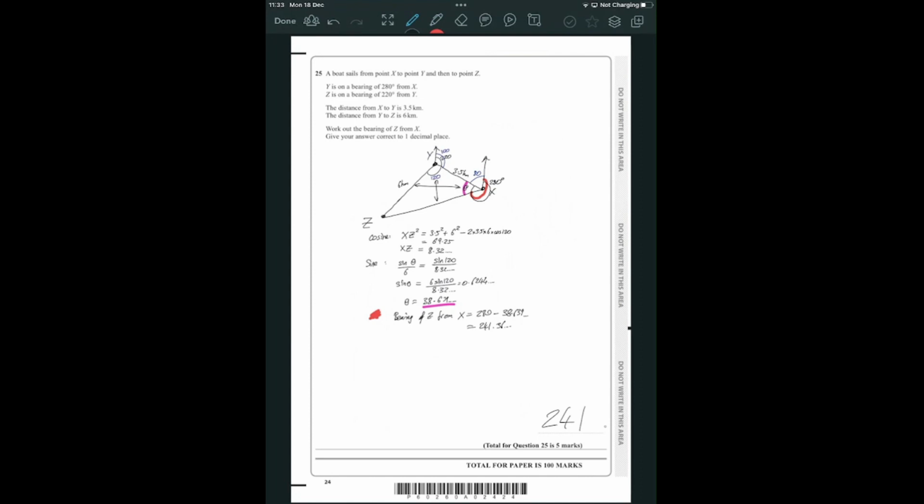Of course, at this point, you would go back, check through all your answers to look for any silly errors. I'm going to stop there.